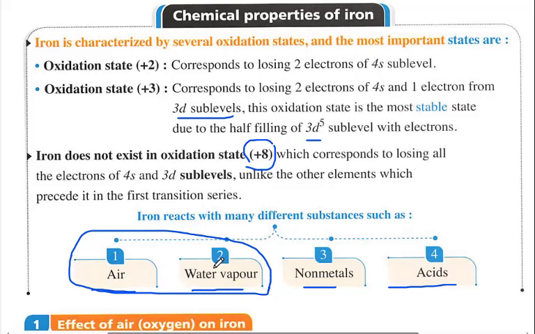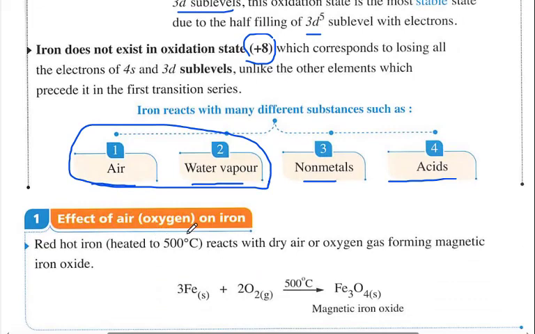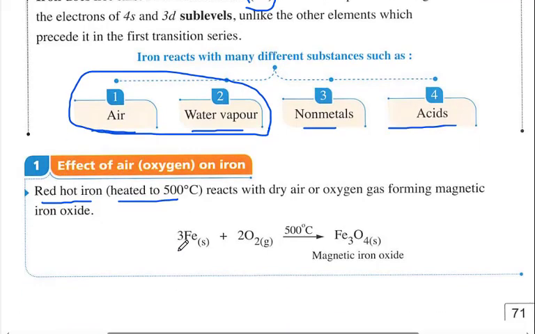Let's see the effect of air or oxygen on iron. If iron is red hot, heated to 500 degrees Celsius, then 3 atoms of iron are oxidized into magnetic iron oxide or mixed iron oxide. So 3 iron solid, 2 molecules of oxygen, 500 degrees Celsius as a condition of the reaction, forms Fe3O4, which is the magnetic iron oxide.